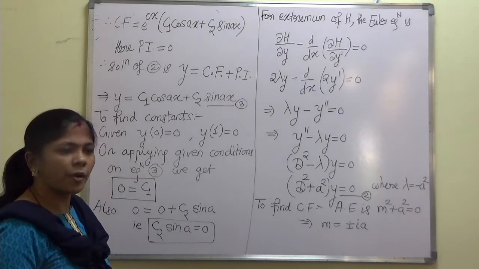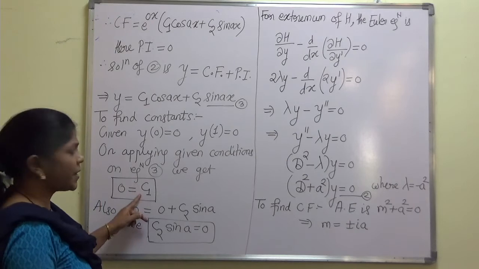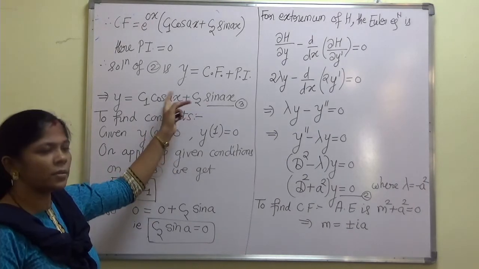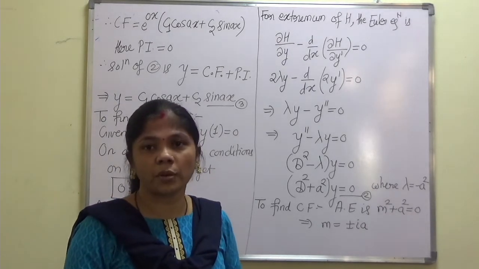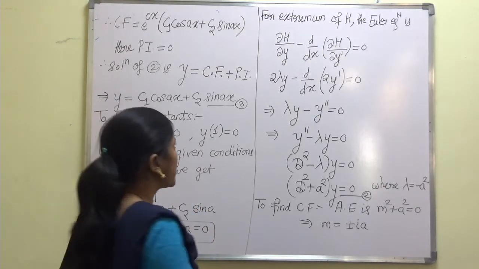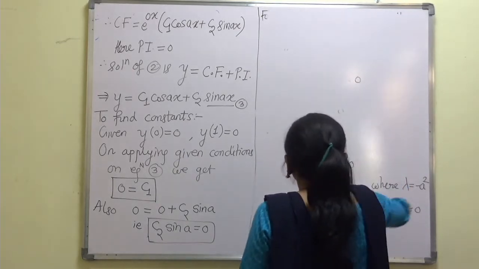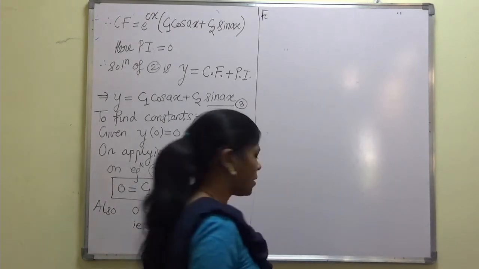Obviously, c2 cannot be 0. Why? Because if I take c2 as 0, then c1 is already 0. If c2 is also 0, then this complete solution will be a 0 solution, and we don't want a 0 solution. We are interested in getting a non-zero solution, right? So therefore, c2 cannot be 0. So this implies sin of a is 0.